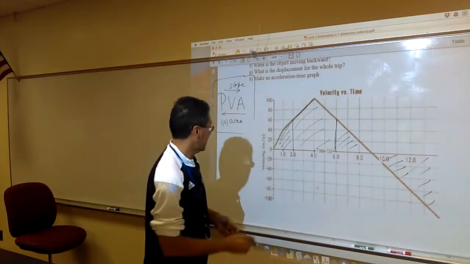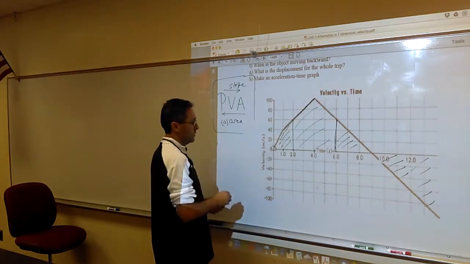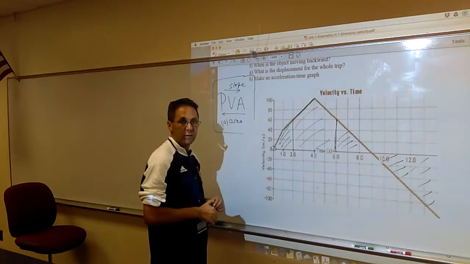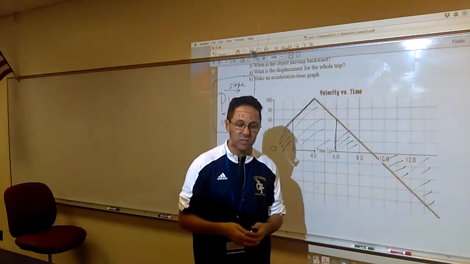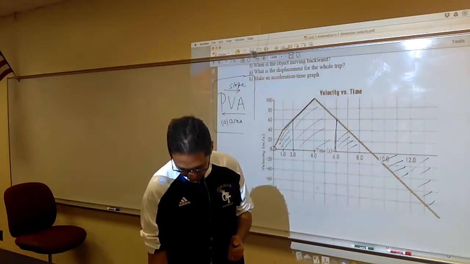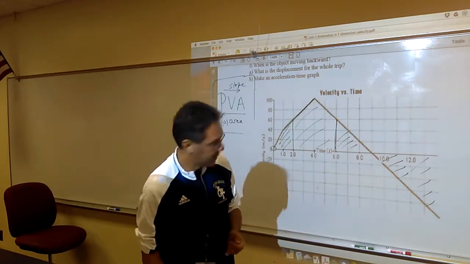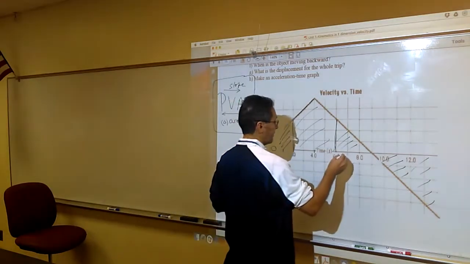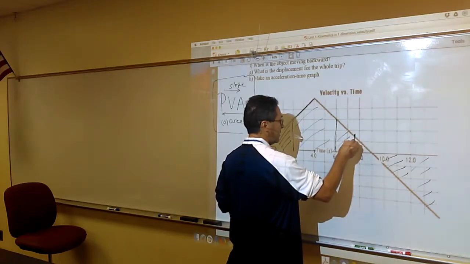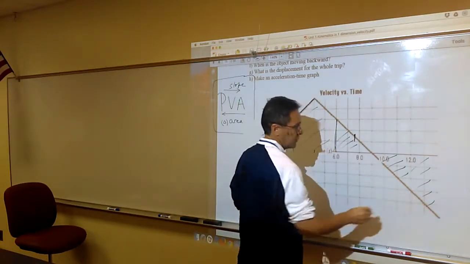What is the y-intercept? Well, the y-intercept is here. It means that initially, when the clock started, you started with 0 meters per second. What's the acceleration when t equals 7.5? So 7.5 kind of falls somewhere here. You just have to find the slope of this segment, which you already found.